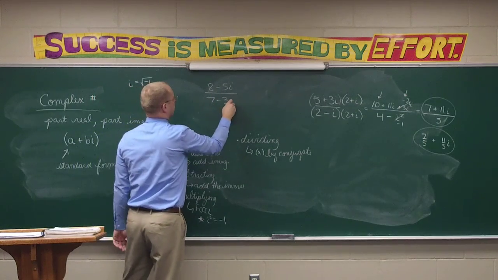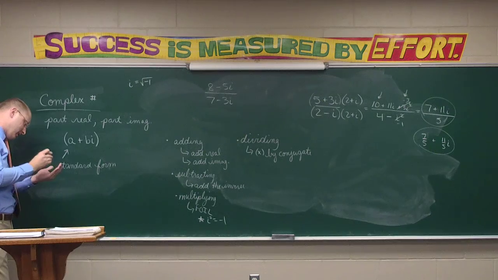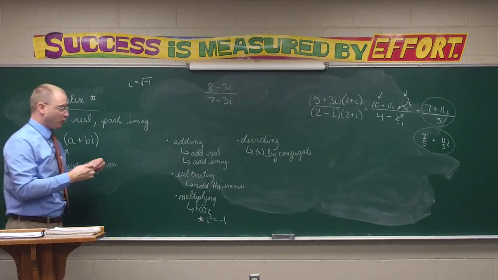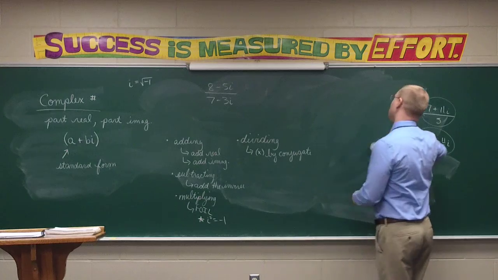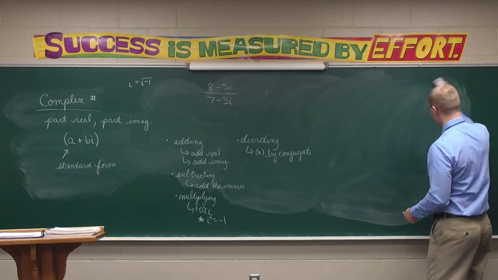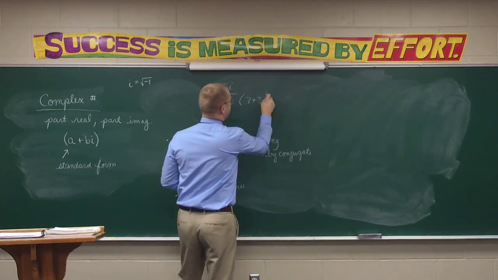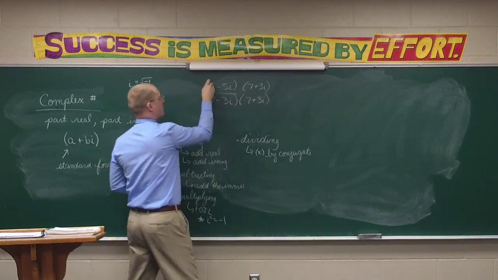All right, so let's suppose we had 8 minus 5i, and we're dividing it by 7 negative 3i. What do I need to do to divide these complex numbers? Quentin? Multiply by the conjugate. What is the conjugate, Jamie? 7 plus 3i. And what do I do to the bottom, Quentin? All right, so we're going to multiply by the 7 plus 3i in the bottom. We're going to multiply by the 7 plus 3i in the top.